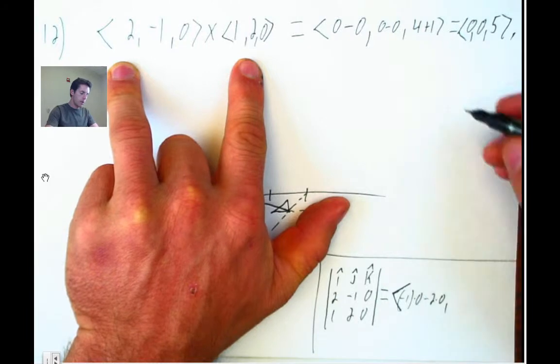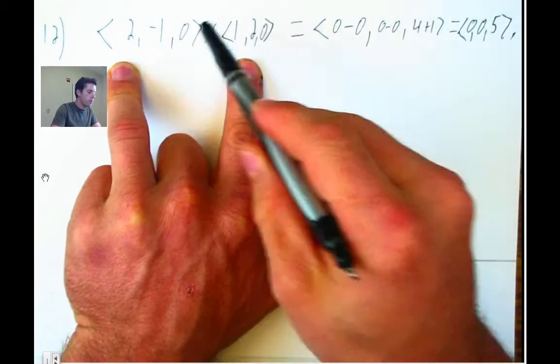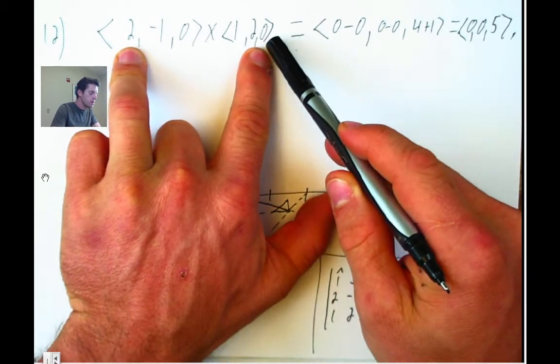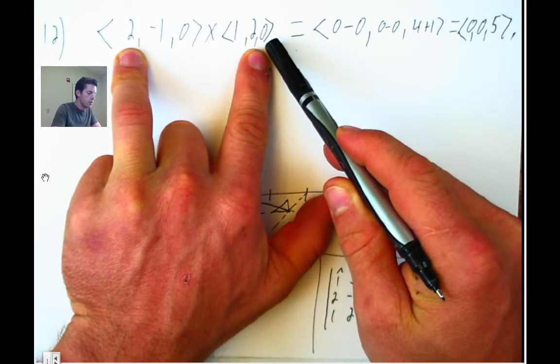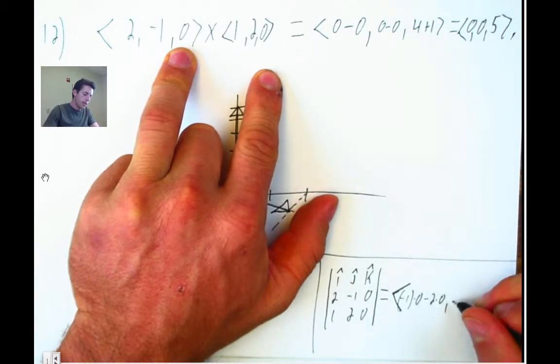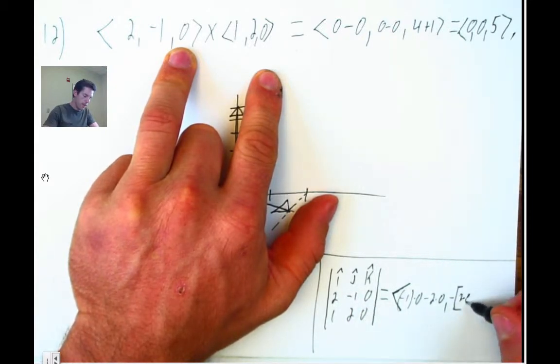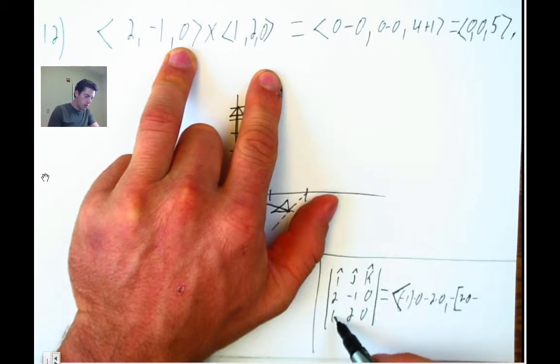And in the second component, similarly, you ignore the second component for both of them, and you say 2 times 0 minus 1 times 0, and so it's 0 and 0. And don't forget that in that middle term, you've always got this extra minus sign. And what you do is you say 2 times 0 minus 1 times 0.